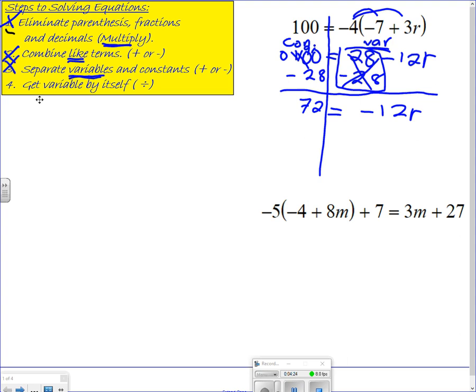Step number 4, get the variable by itself, and you should do that by dividing. So look for the variable, divide by -12. And what you do to one side, you do to the other.